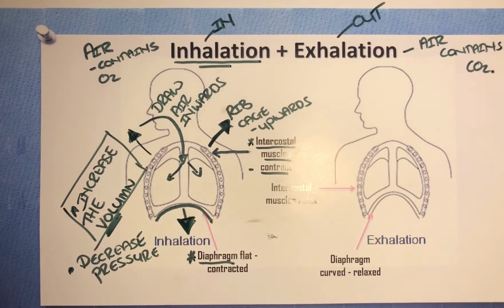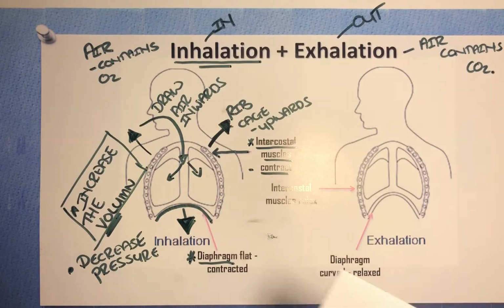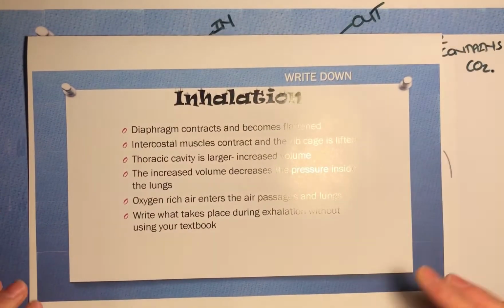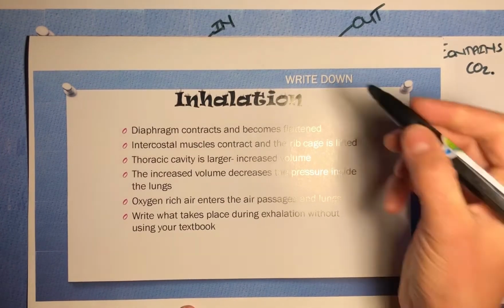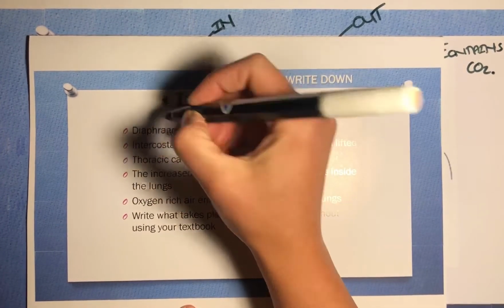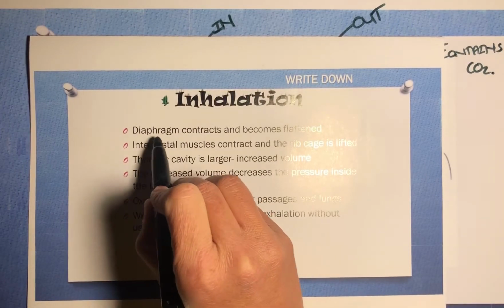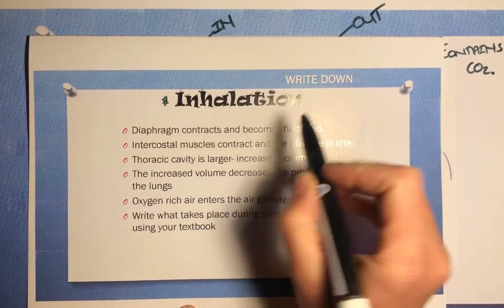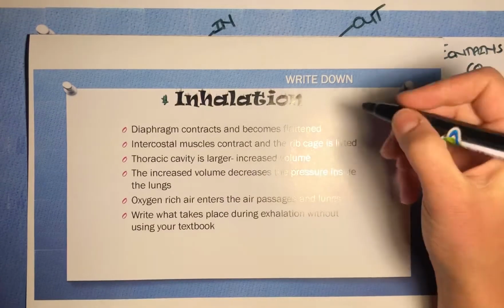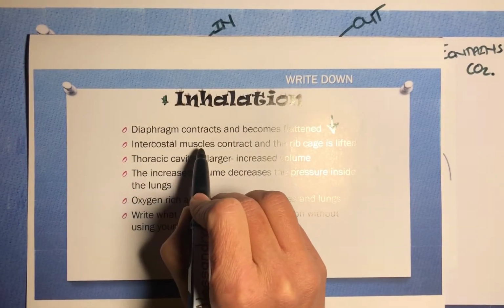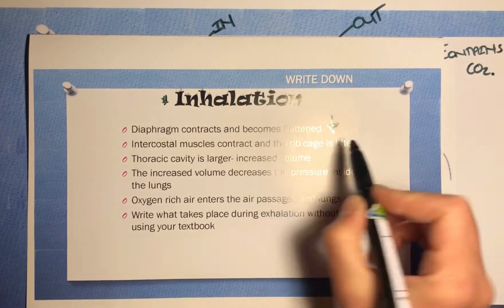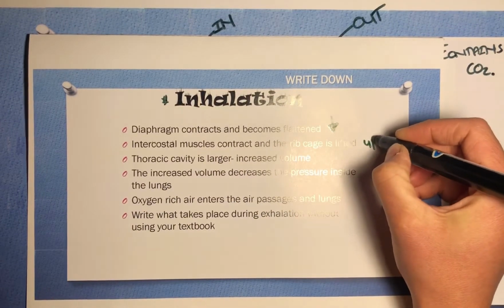Okay, I'm going to show you the steps quickly. And grade 9s, you can write these steps down. So here are the steps that allow for inhalation. This is just talking about inhalation. Firstly, the diaphragm contracts and becomes flattened. As it contracts, it pulls downwards and becomes flattened. The intercostal muscles contract and the rib cage is lifted upwards. So it pulls up.